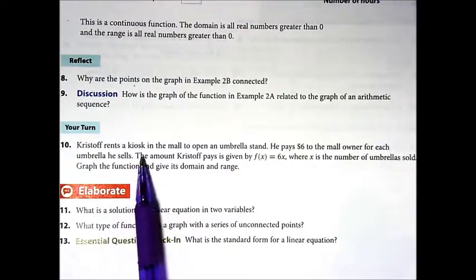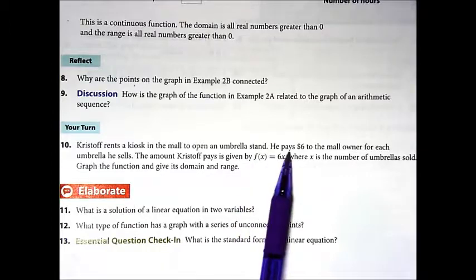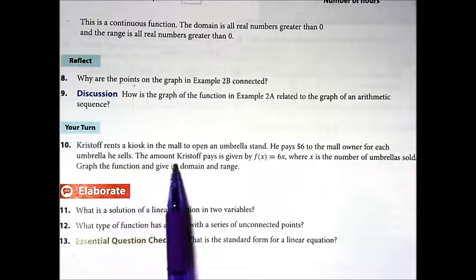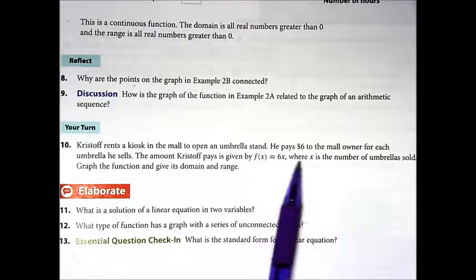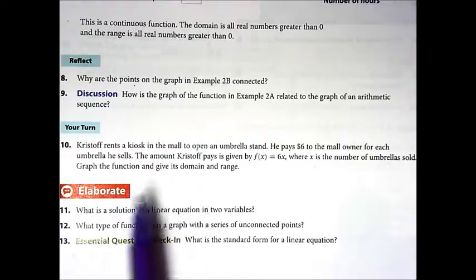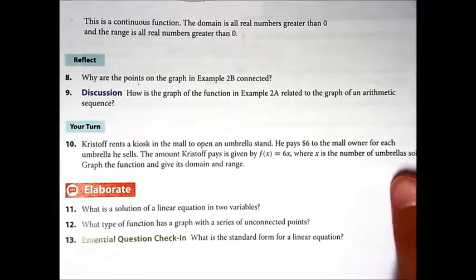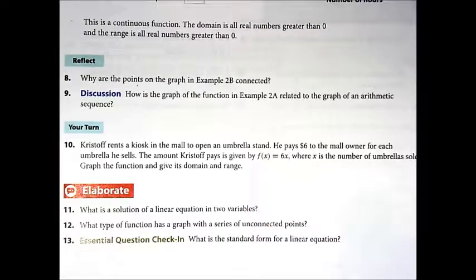So Christoph rents a kiosk in the mall to open an umbrella stand. He pays $6 to the mall owner for each umbrella he sells. The amount Christoph pays is given by f of x equals 6x, where x is the number of umbrellas sold. Graph the function and give its domain and range. So your function is right here. They want us to graph it and give the domain and range.